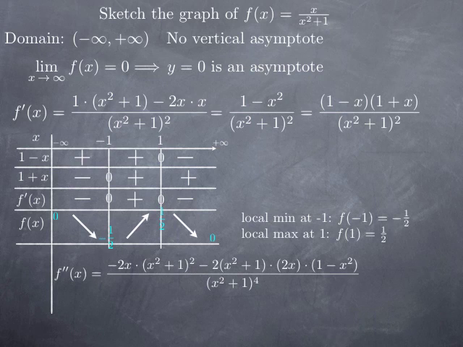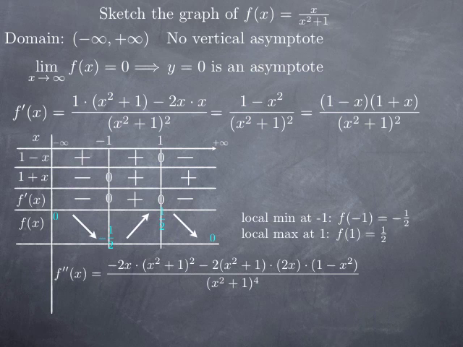I get 2 times x squared plus 1 multiplied by 2x. And then I have to multiply this derivative by the top unchanged, which is 1 minus x squared. All this is divided by the square of the bottom. Since the bottom was already x squared plus 1 squared, its square is x squared plus 1 to the fourth.